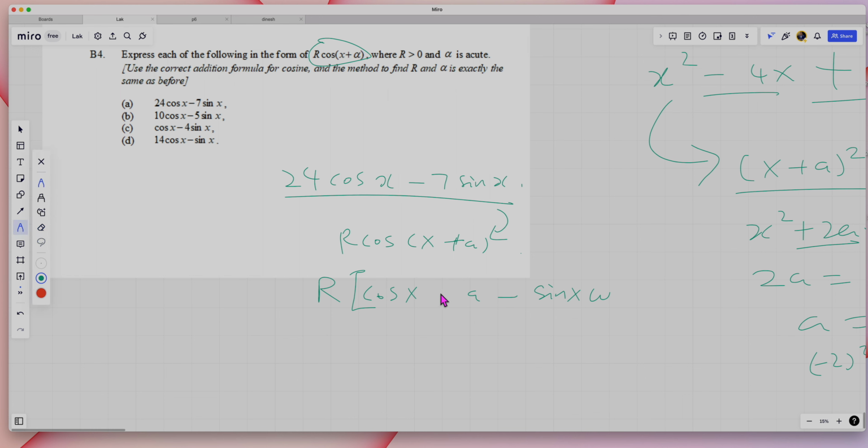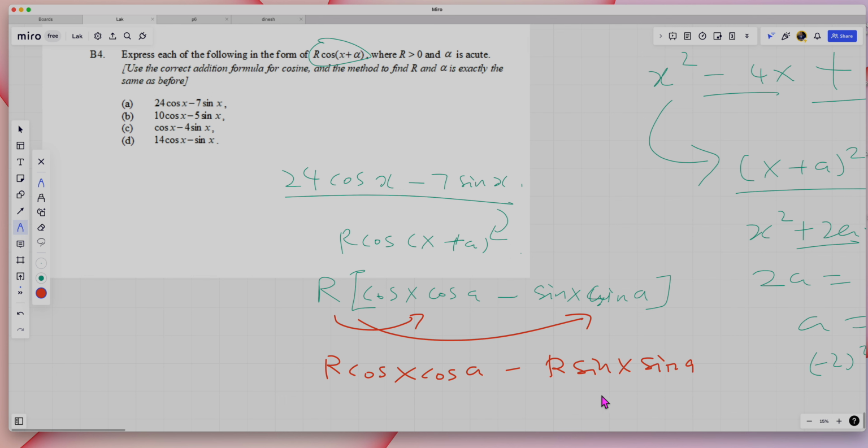Help me double check, I also forget. So it's cosine, then cosine a, and sine b, minus sine. Yeah, correct. Okay, good. So therefore you need to open the bracket further. So it's r cosine x cosine a minus r sine x sine a. Okay, so far so good.